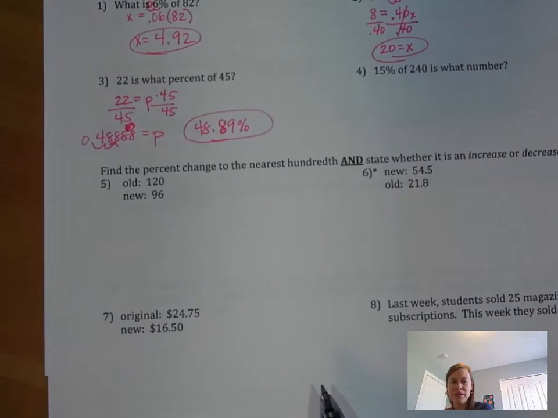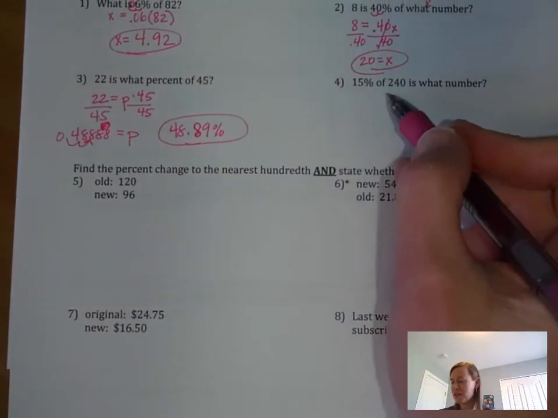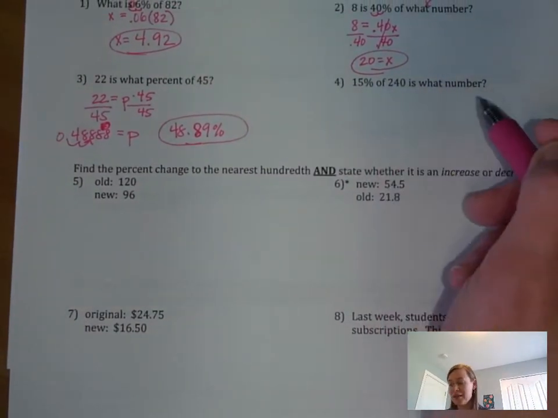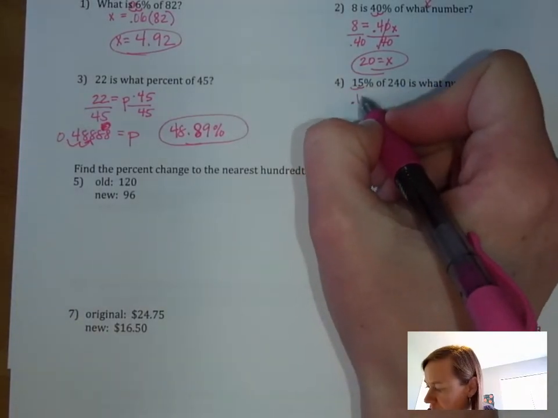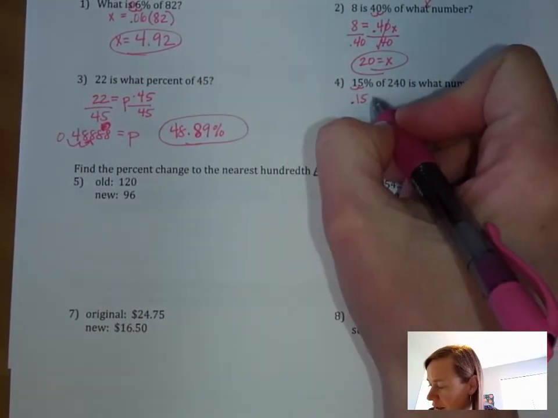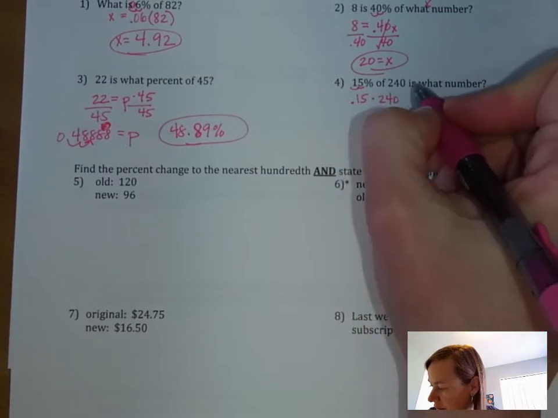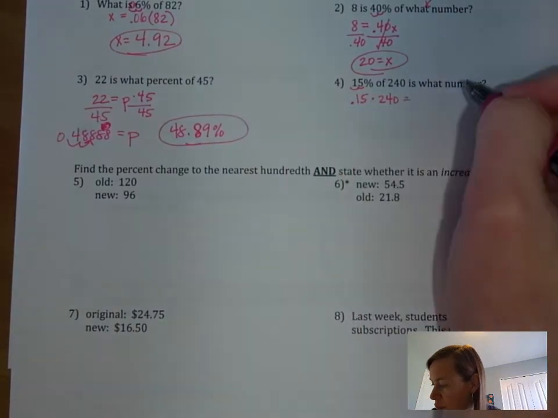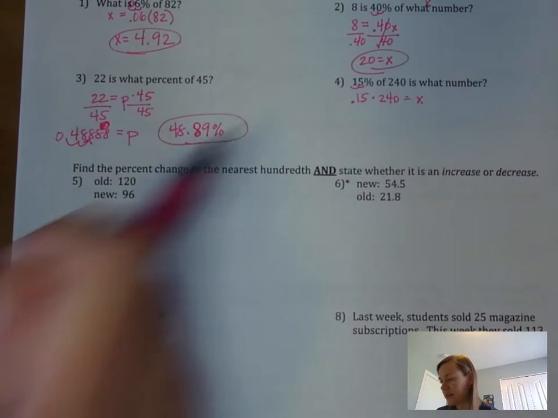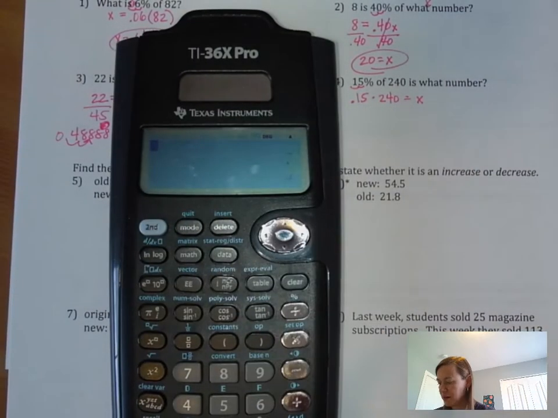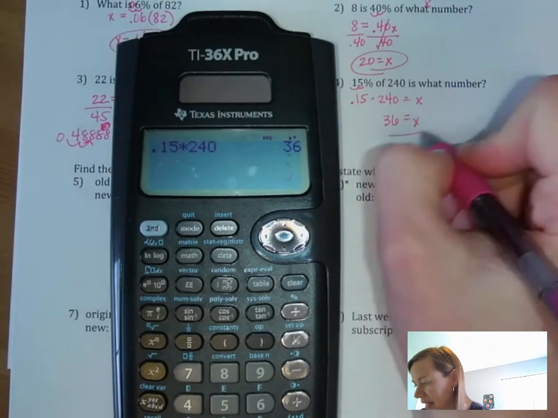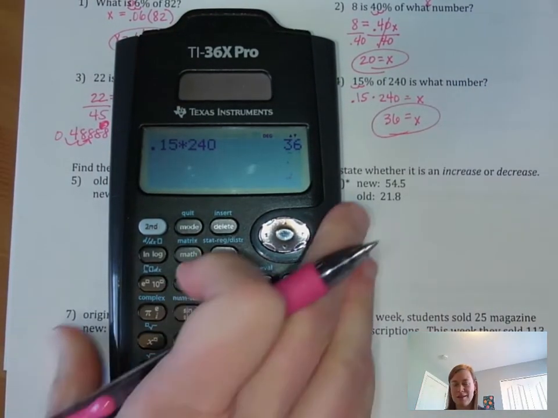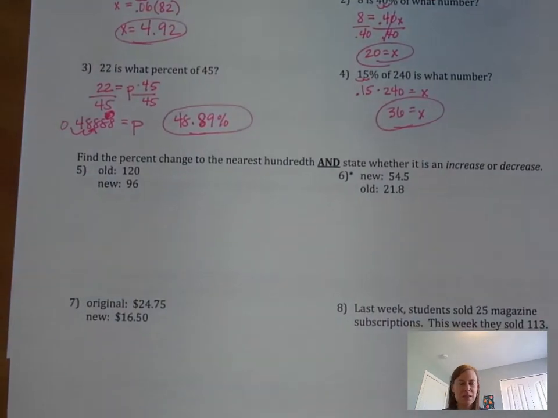Okay, cool. Going on. 15% of 240 is what number? So 15% becomes a decimal, 0.15. Of 240 means times 240. "Is", there's your equal sign. What number? I'll just write x. Now let's just pop it in the calculator. 0.15 times 240 is 36. 36 equals x. All right, short and sweet there. Let's keep going to number 5.